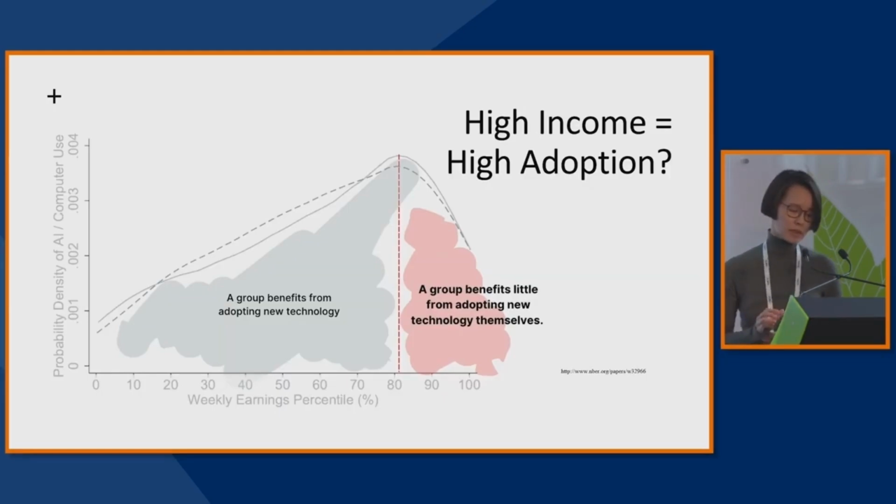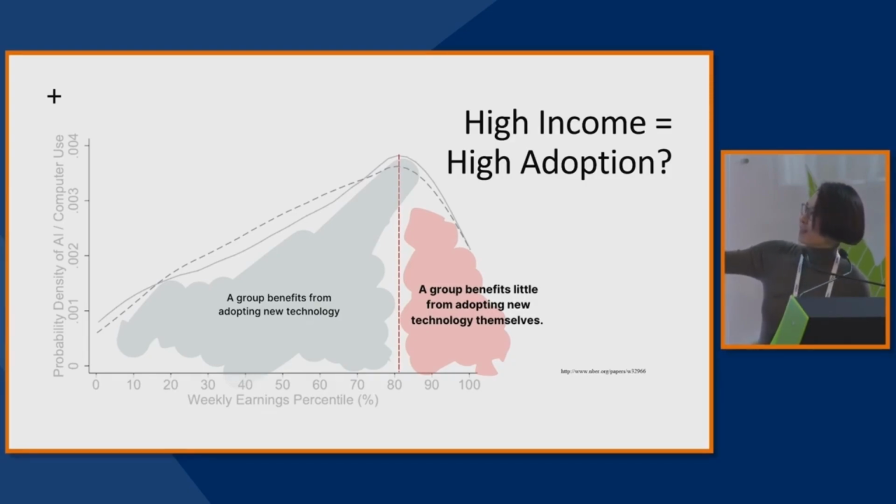And now is the income one. It's comparing which income group you're in versus the probability of you using AI or computer on a daily basis. At the beginning, you see this very slow ramp up of the computer or AI usage.